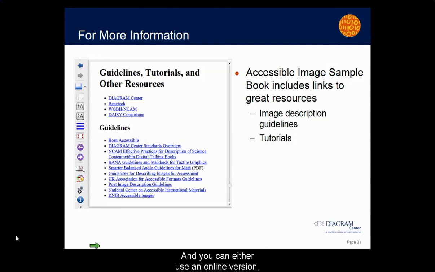BrailleAuthority.org/TG. And you can either use an online version, which has links to a lot of examples, or you can download it and have it sit on your desktop or whatever it is you need to do with it. You can also order hard copy examples of the graphics from American Printing House for the Blind. But yes, there is a set of guidelines for how you decide what you're going to do as a tactile graphic, how much to include, and then how to go about doing that.